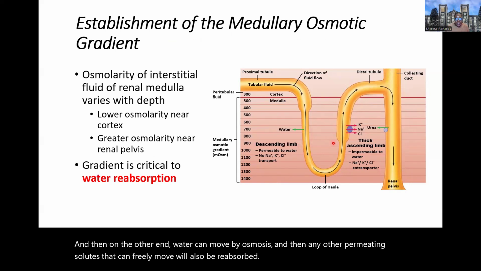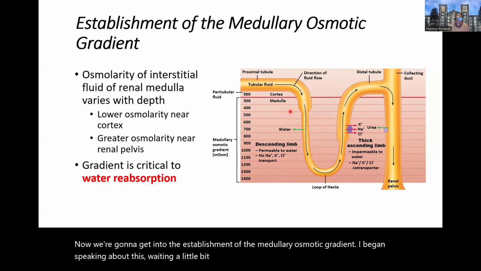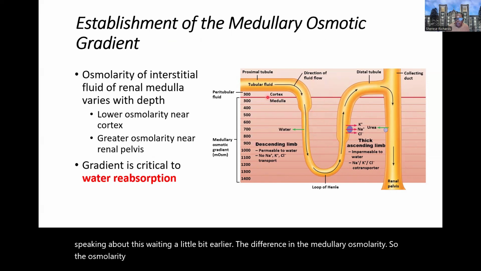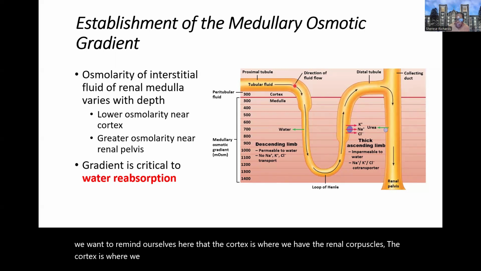Now we're going to get into the establishment of the medullary osmotic gradient. I began speaking about this gradient a little bit earlier. It is the difference in the medullary osmolarity, so the osmolarity in the upper parts of the medulla versus the lower parts of the medulla. We want to remind ourselves here that the cortex is where we have the renal corpuscles. The cortex is where we find the proximal convoluted tubules and the distal convoluted tubules.